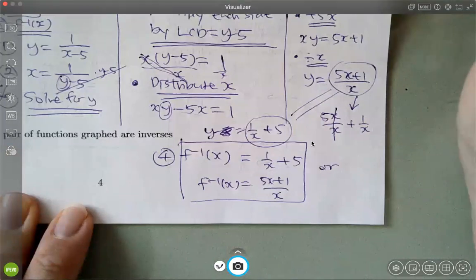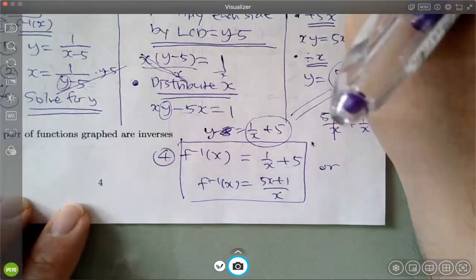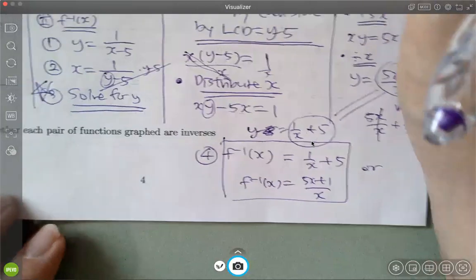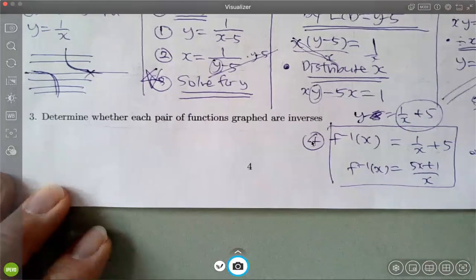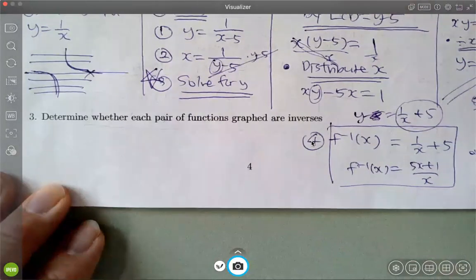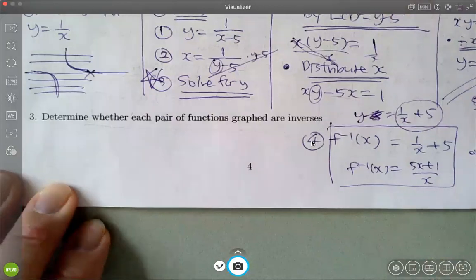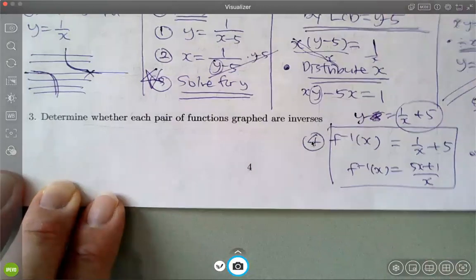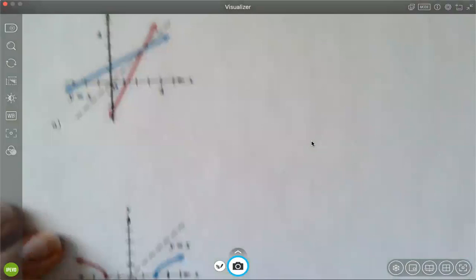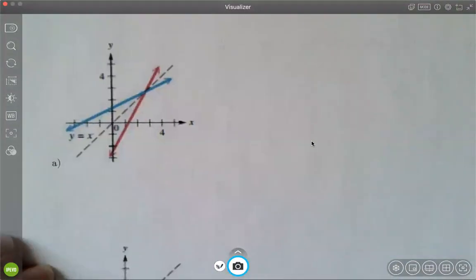So now the next few problems are not too terrible. Next problem, determine whether each pair of functions that are graphed are inverses. So basically there will be the graphs given, and we have to say whether they are inverses or not. So here is part A. Now you can see that there are 3 graphs here: the blue, red, and dotted.